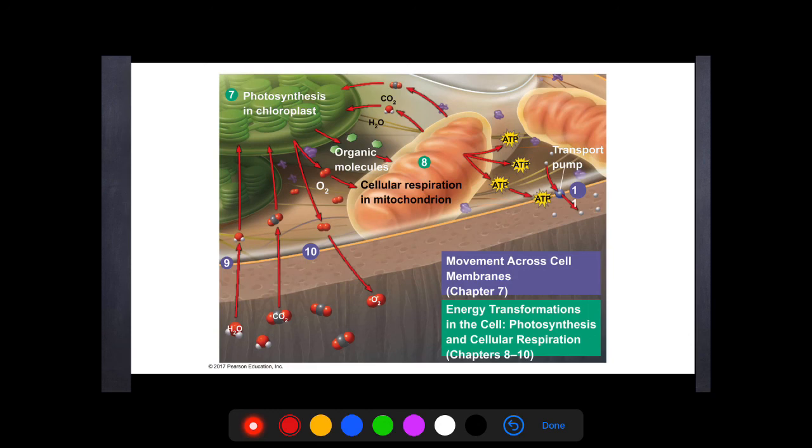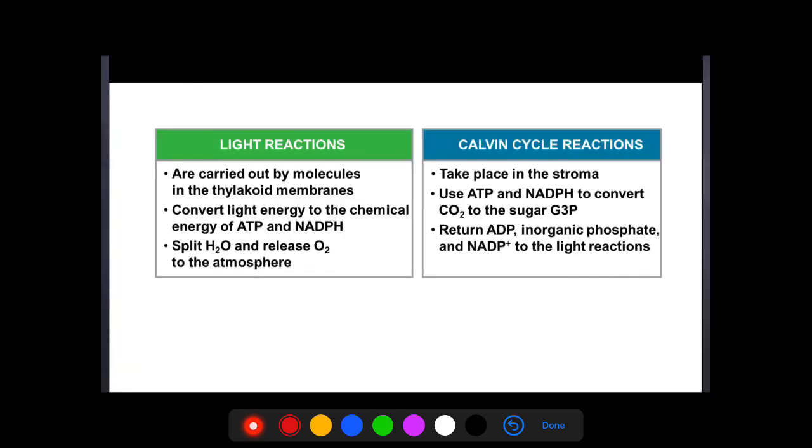And we can see how photosynthesis and cellular respiration in mitochondria also help to make all of this, what I just talked about, actually occur. We need the energy supplied by both of those important processes in order for any of these proteins and any of these things to be made. So in summary, light reactions are carried out by molecules in the thylakoid membrane, converting light energy, which is from the sun, into chemical energy of ATP and NADPH, and then they are able to split the water, which releases oxygen into the atmosphere that we need to breathe.